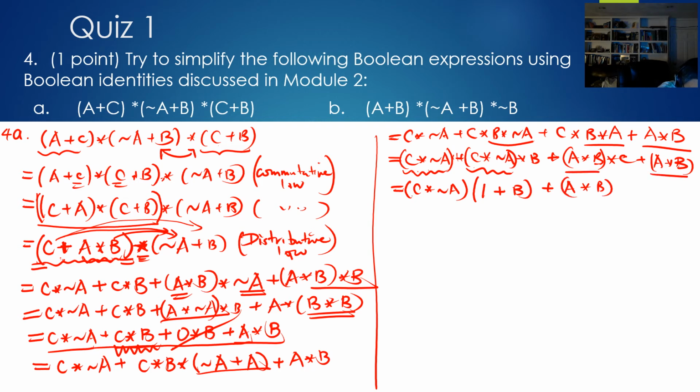This is a common factor. So I can take this out, and the first one is C, right? And the second one is A times B times 1, right? It's the same. So it's C plus 1.